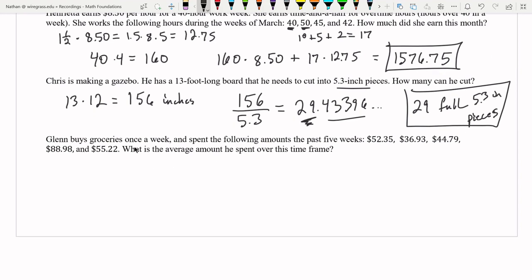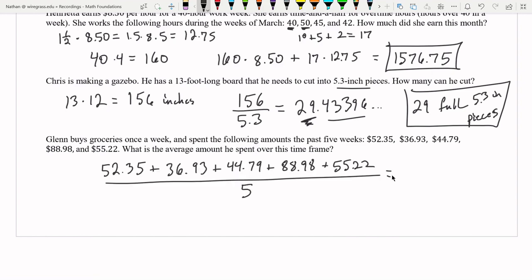Glenn buys groceries once a week, and he spent the following amounts the past 5 weeks. Okay, what is the average amount he spent over this time frame? So maybe he could budget for the next month, something like that. Well, to find the average, we just need to add them all up and divide by how many there are.